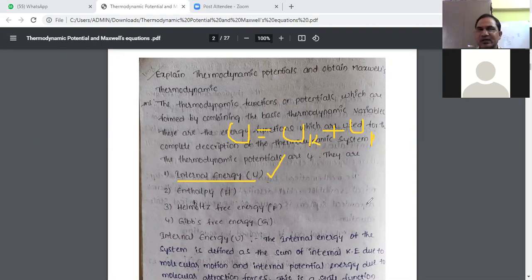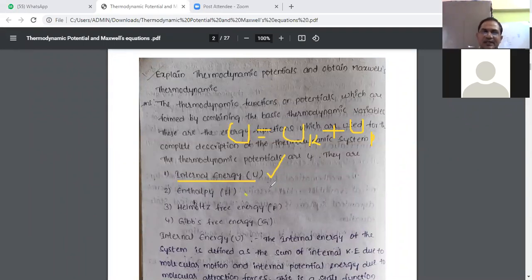U is equal to UK plus UP, where UK is internal kinetic energy and UP is internal potential energy. If there is more internal energy, the temperature of the system will be more. If there is less internal energy, the temperature will be less. Therefore, temperature depends on internal energy. This is a very important point. We use this term throughout all these chapters. So that is about internal energy.